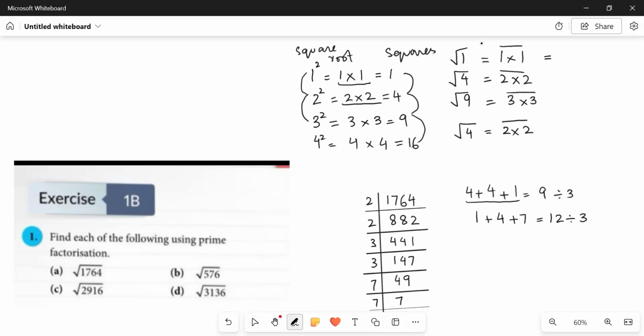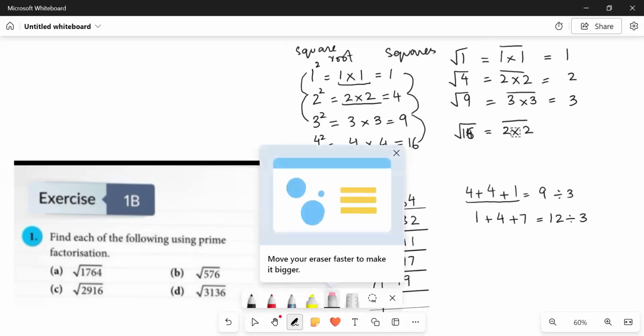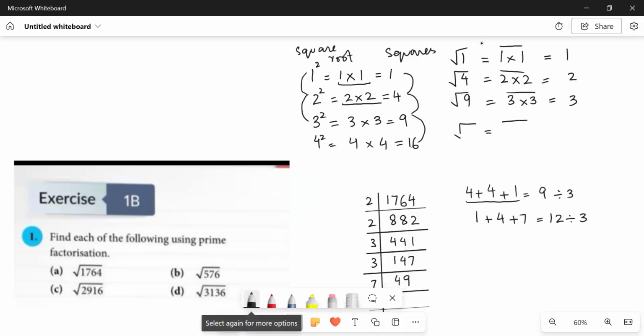So what would be the root of 1? It's 1. Root of 4 is 2. Root of 9 is 3. So let's find out the root of 16. It's 4 into 4, that is 4.